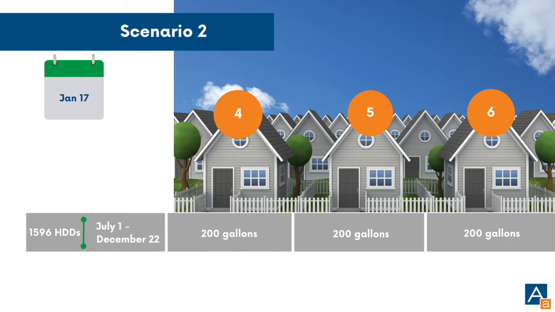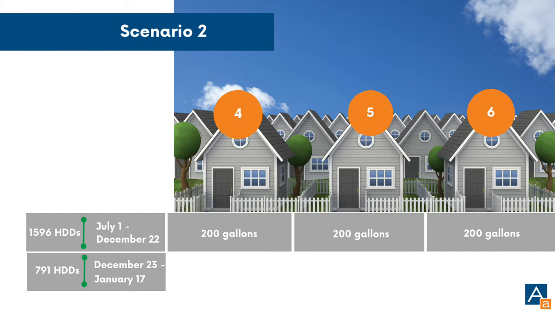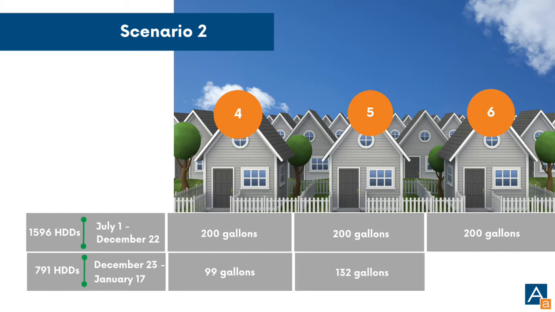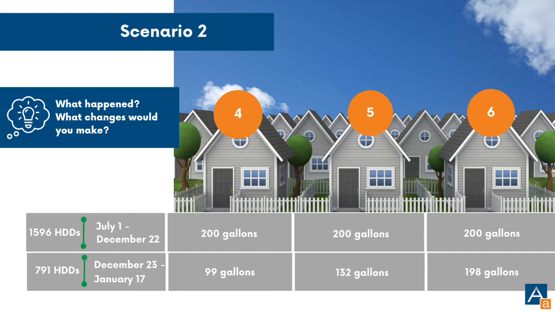Then, on January 17th, each of the three homes received another delivery. And there had been another 791 heating degree days. Their delivery sizes were: for Home 4, 99 gallons, Home 5, 132 gallons, and Home 6, 198 gallons. Why? What happened? What changes would you have made?